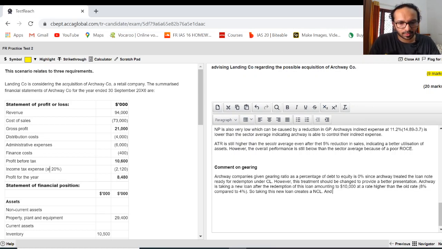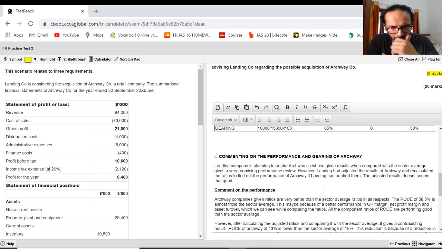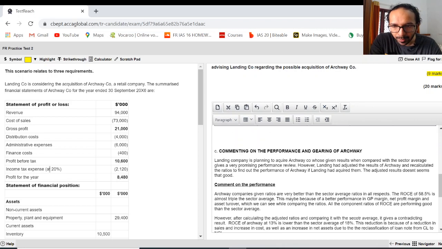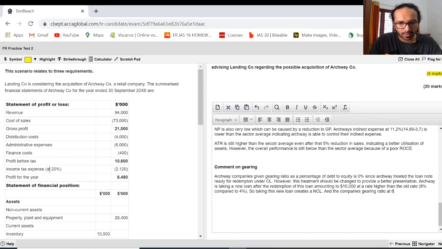And what was the company's gearing ratio? 65%, which is more than double the sector average of 30%.